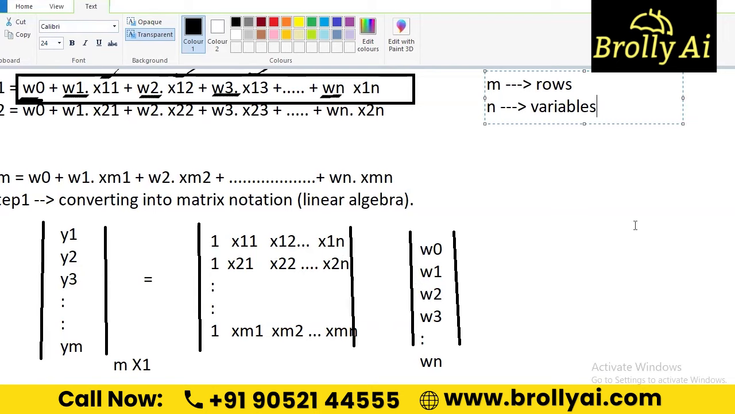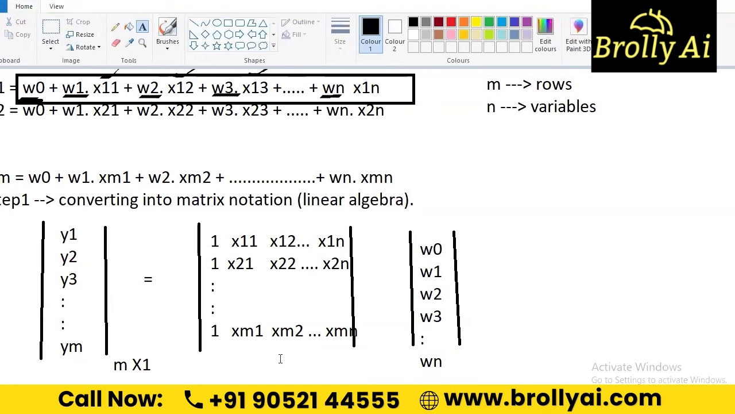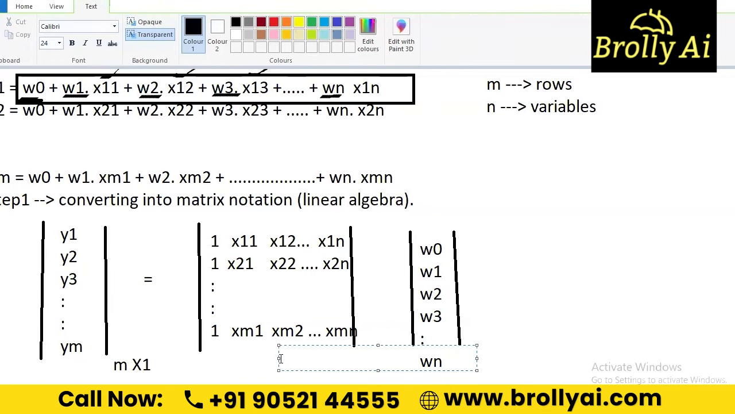Here, what is the size of this matrix? There are two matrices involved, left side one matrix and right side one matrix in the right part of the equal sign. Here, how many rows do I have? M rows. How many columns do I have? Tell me, please. How many columns do I have here? Anyone, please try.